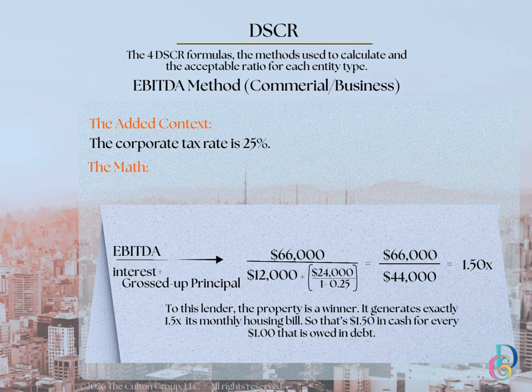So it's 12,000, the bottom half, the denominator. The 12,000 plus 32,000, which is what you get when the 24,000 is divided by 0.75, equals 44,000. So we are dividing the 66,000 by 44,000. And the number you get there, that gives you 1.50. So the DSR using this method is 1.50.